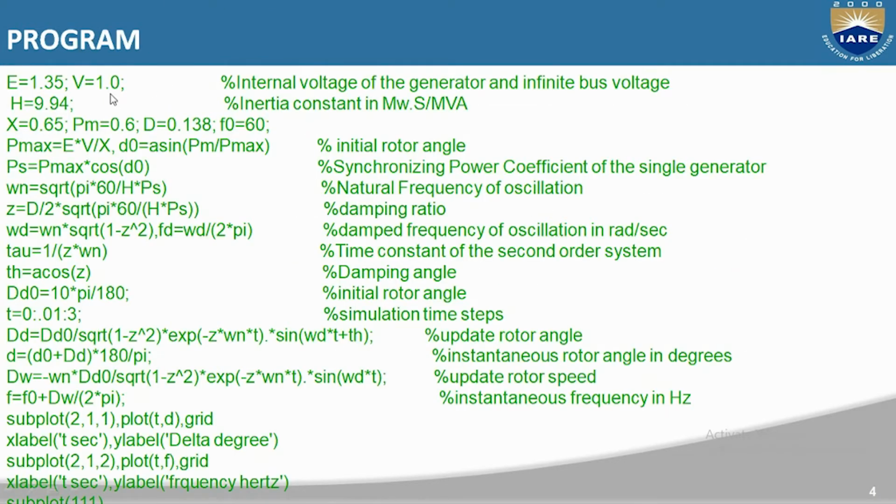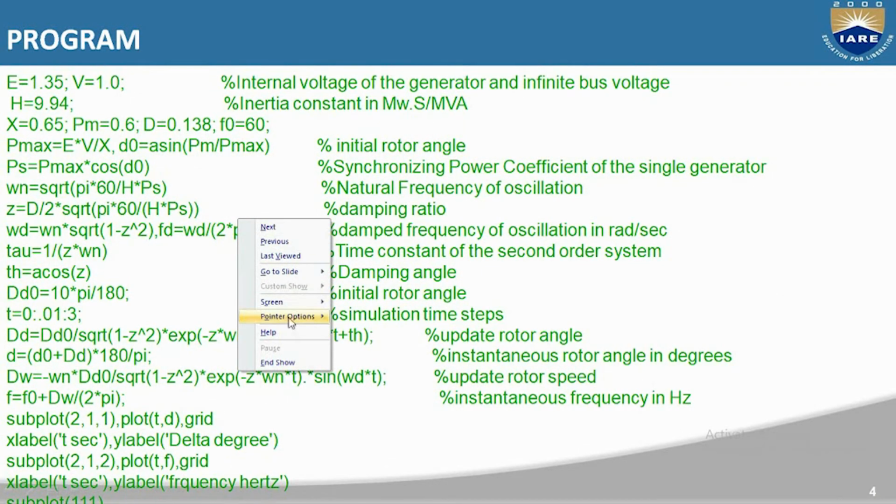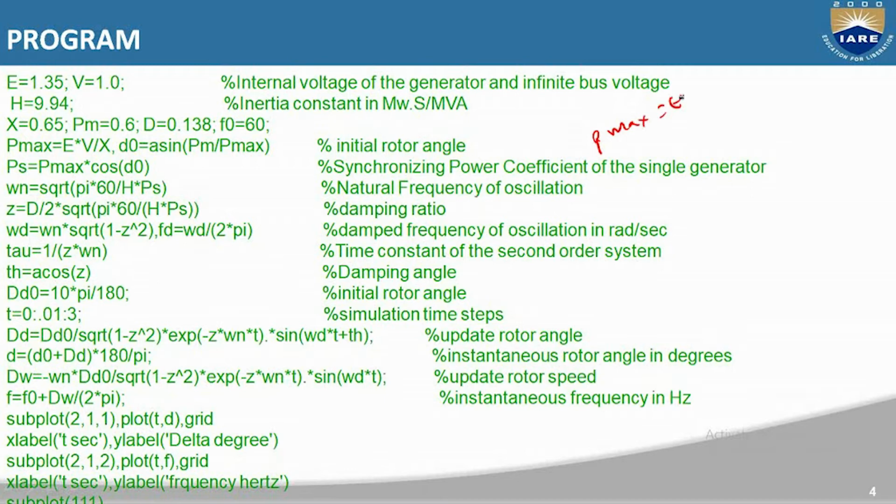Here E indicates internal voltage of the generator and V indicates infinite bus voltage, H is the inertia constant, X is reactance, Pm is equal to 0.6, D is equal to 0.138, F naught frequency is equal to 60. Calculate P maximum. P maximum here is equal to E multiplied with V divided by X.